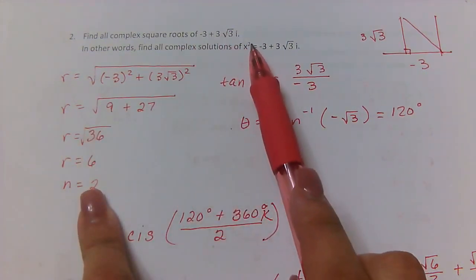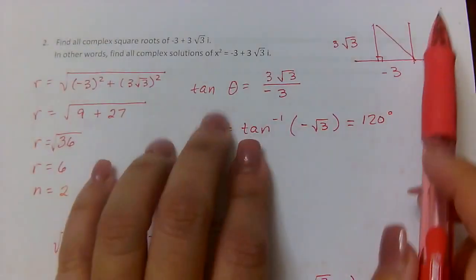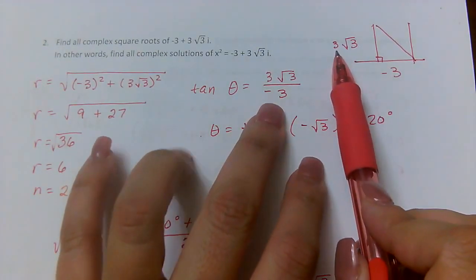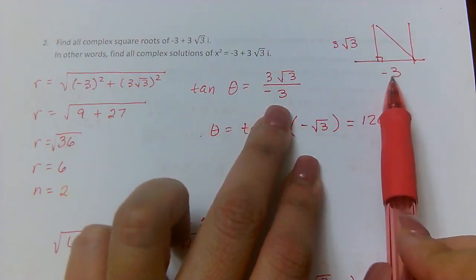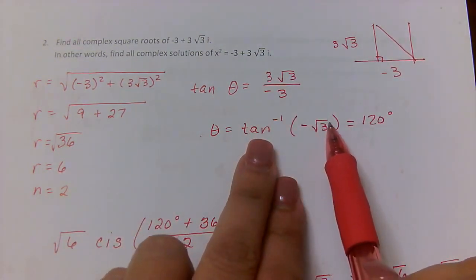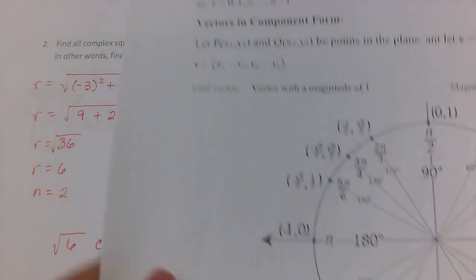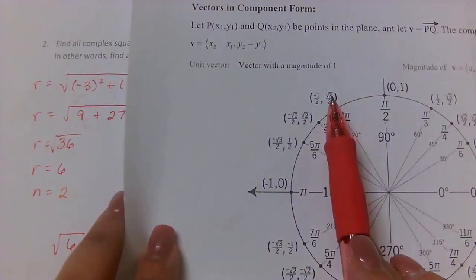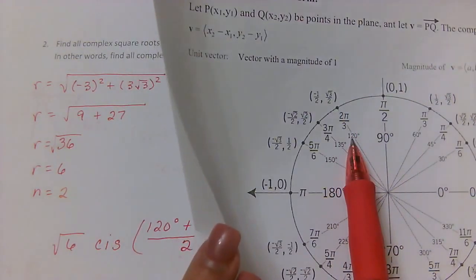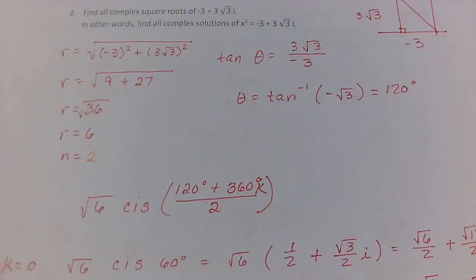n will be equal to 2. Okay? Then let's find theta. Theta is going to be tangent, opposite, which is 3 square root of 3, divided by adjacent, which is -3. So these cancel, and I'm left with a negative square root of 3. Because we're in quadrant 2, we want to look on our unit circle and determine where tangent is negative square root of 3, and that will be located at 120 degrees right here. Okay, so then I have my theta there.